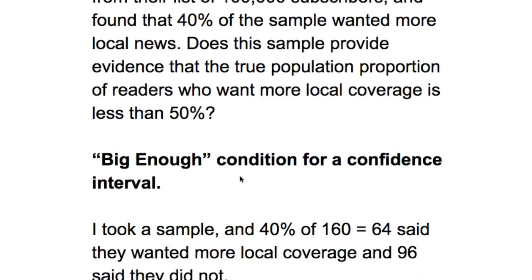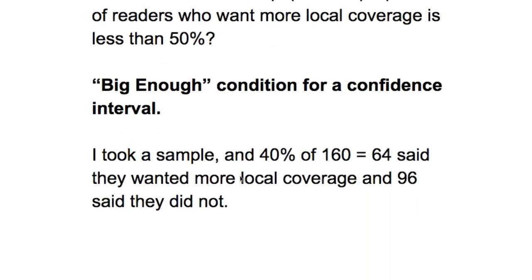In a confidence interval point of view, the big enough condition looks like this. In a confidence interval, we place all of our faith and trust in the sample that we took. And in the sample, 40% of my sample said they wanted more local coverage. 40% of the 160 is 64. So 64 said they wanted more local coverage, whereas 96 said that they did not. Both of those, 64 and 96, are greater than 10, which means our sample is large enough to go forward and use a normal model to answer the question.